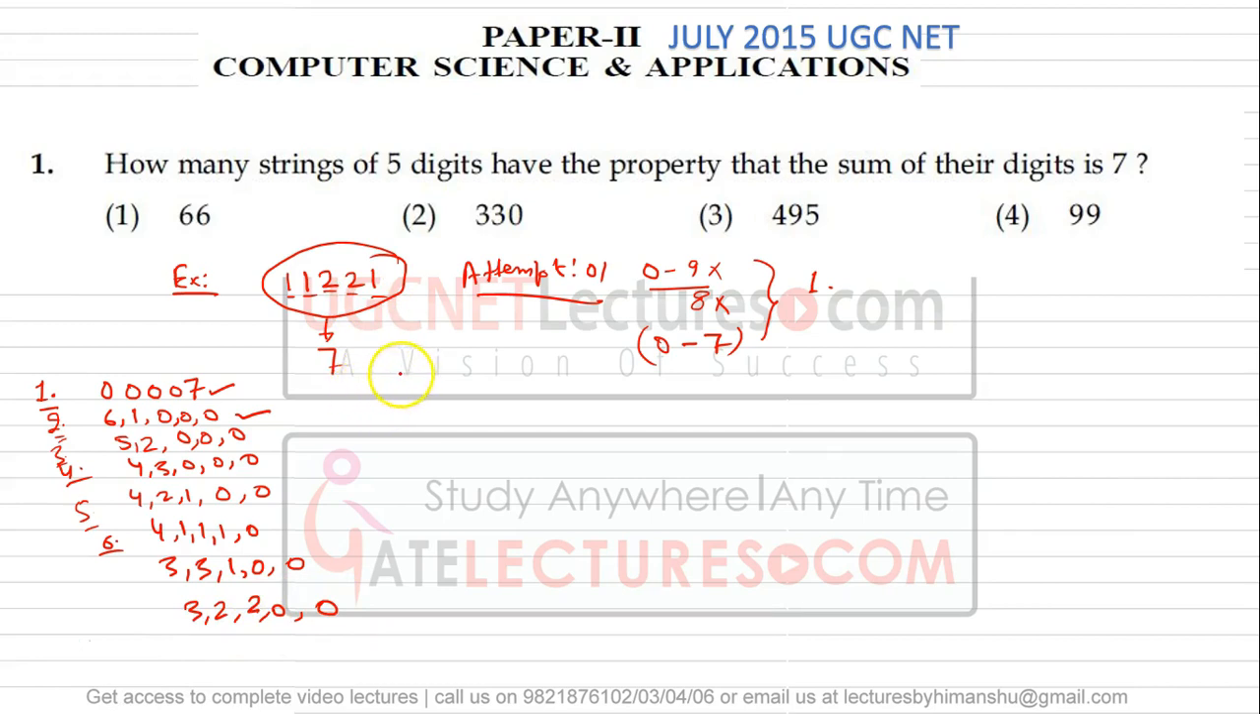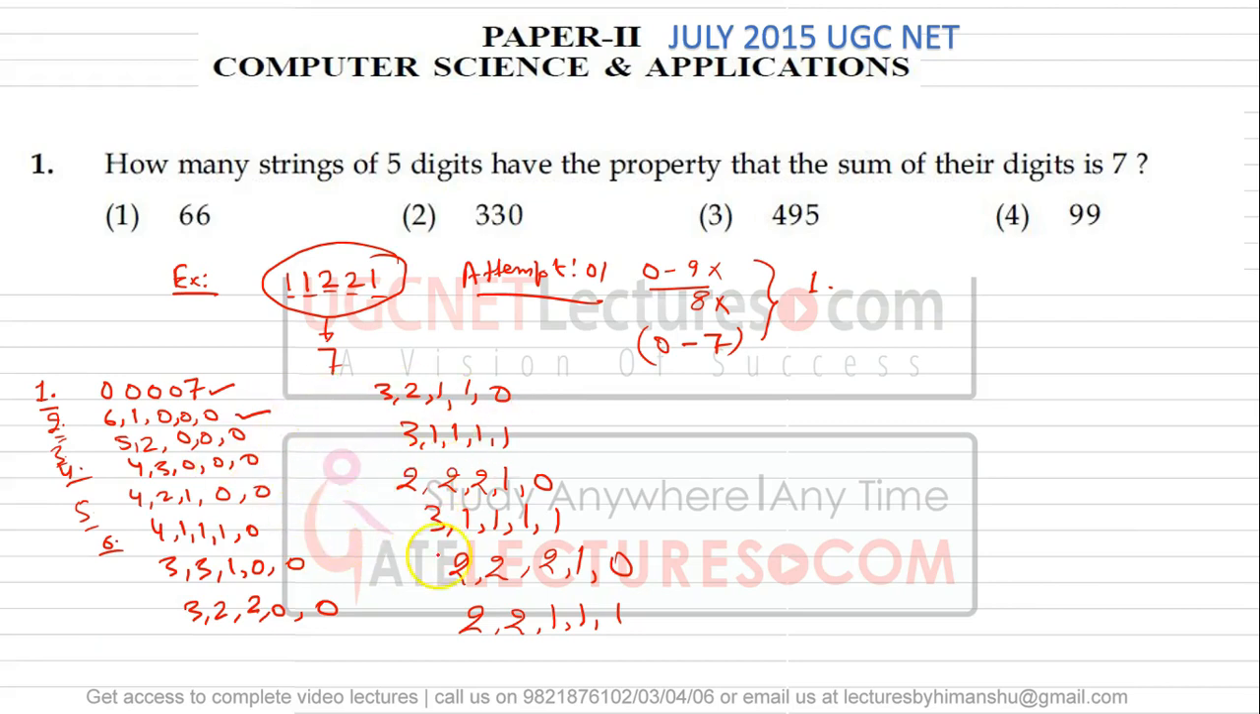Or we can form the string 3 2 1 1 0, where the sum of the digits is 7. Or we can say 3 1 1 1 1, a 5 digit number with digit sum 7. Or we can write 2 2 2 1 0, with sum 7. Or 2 2 1 1 1. So we can form the strings in these forms.